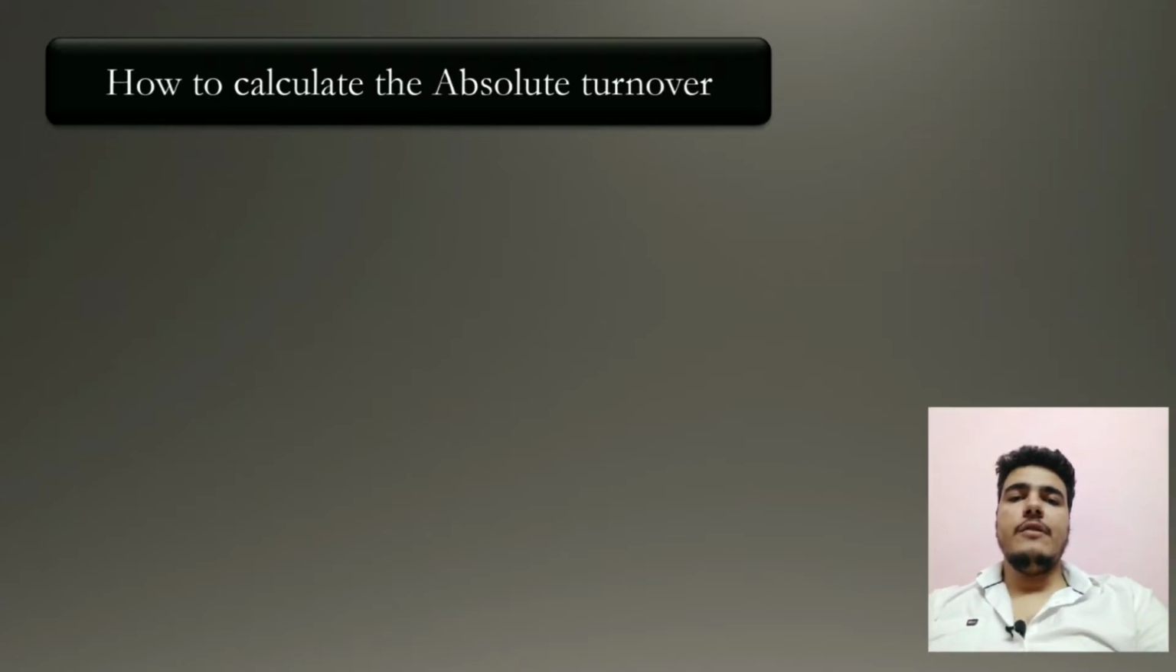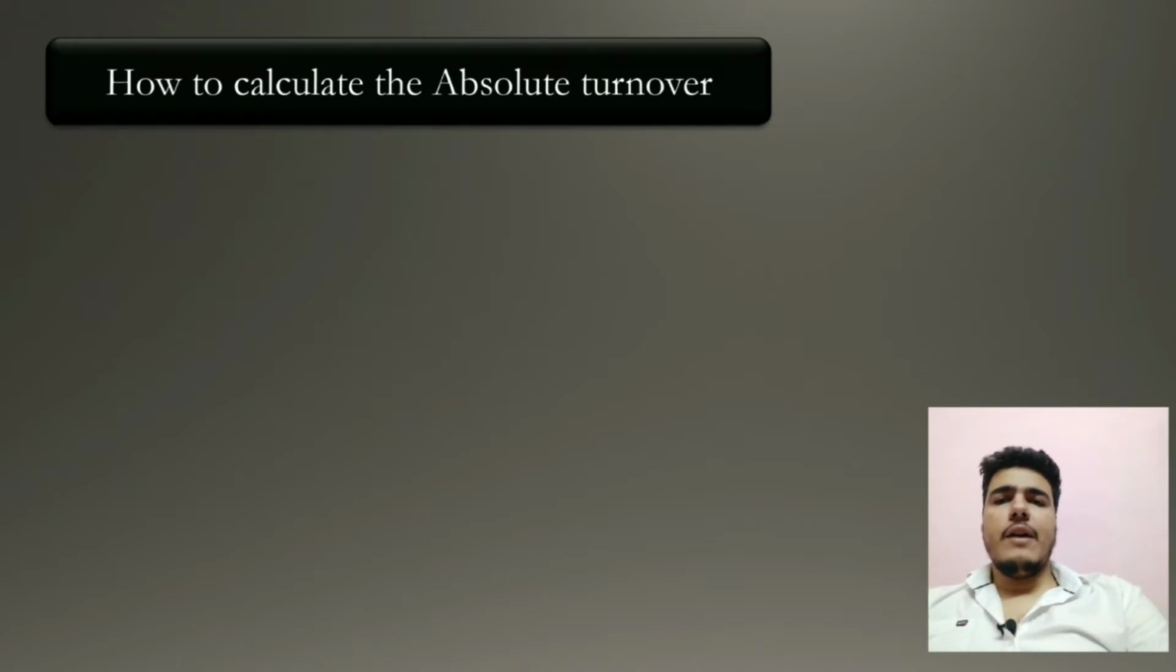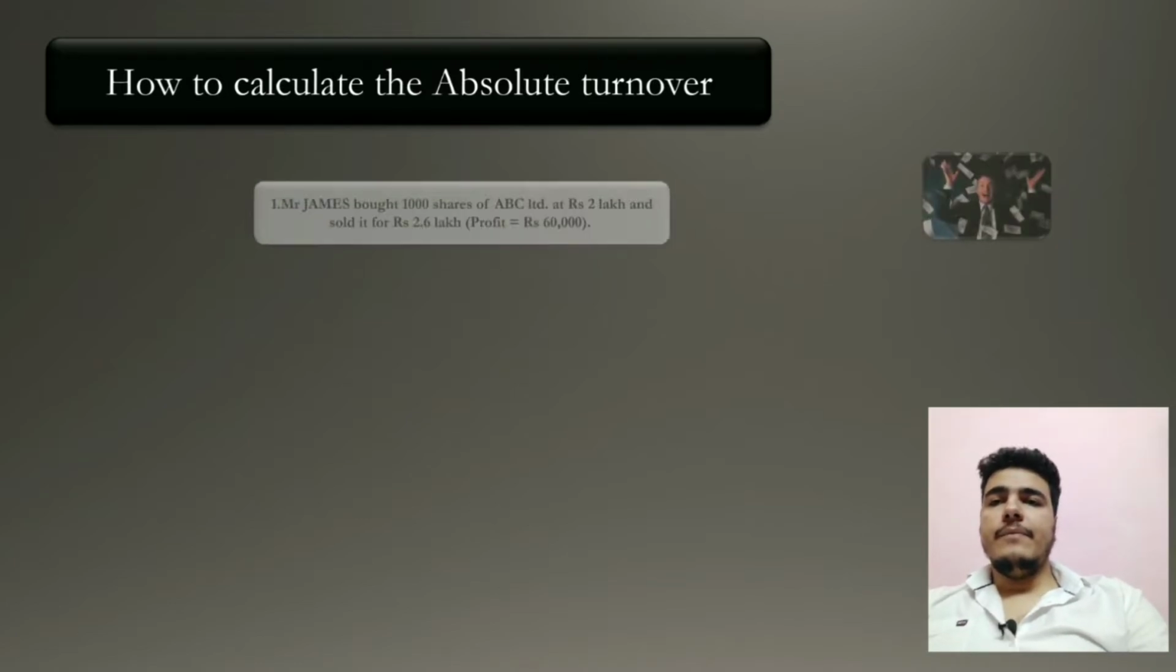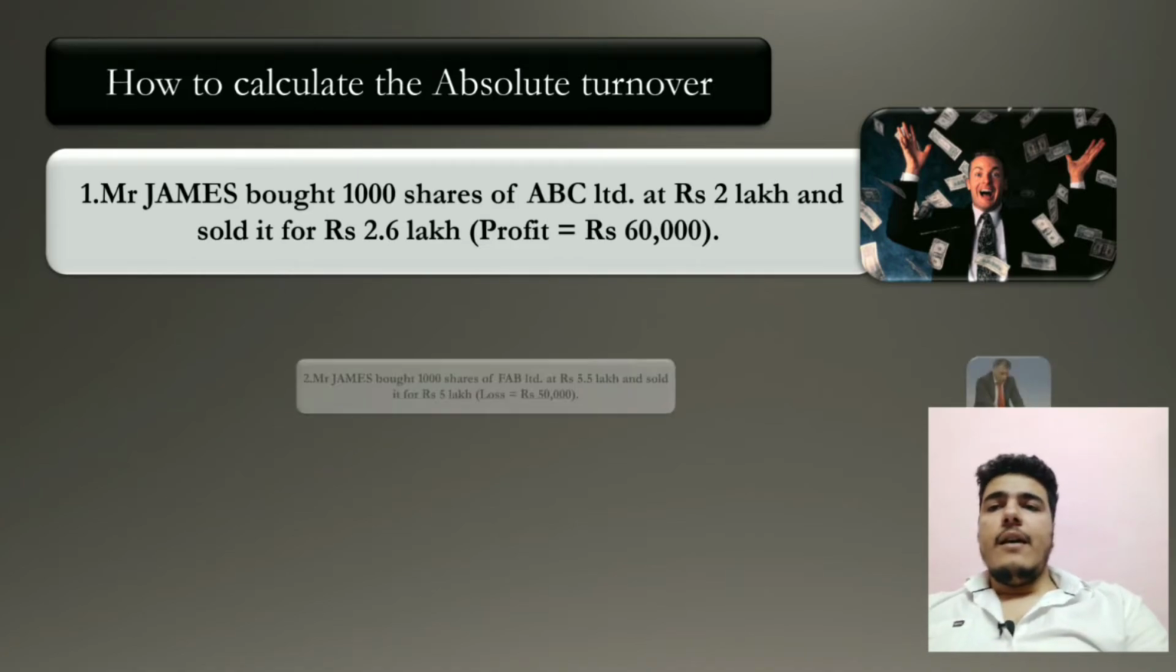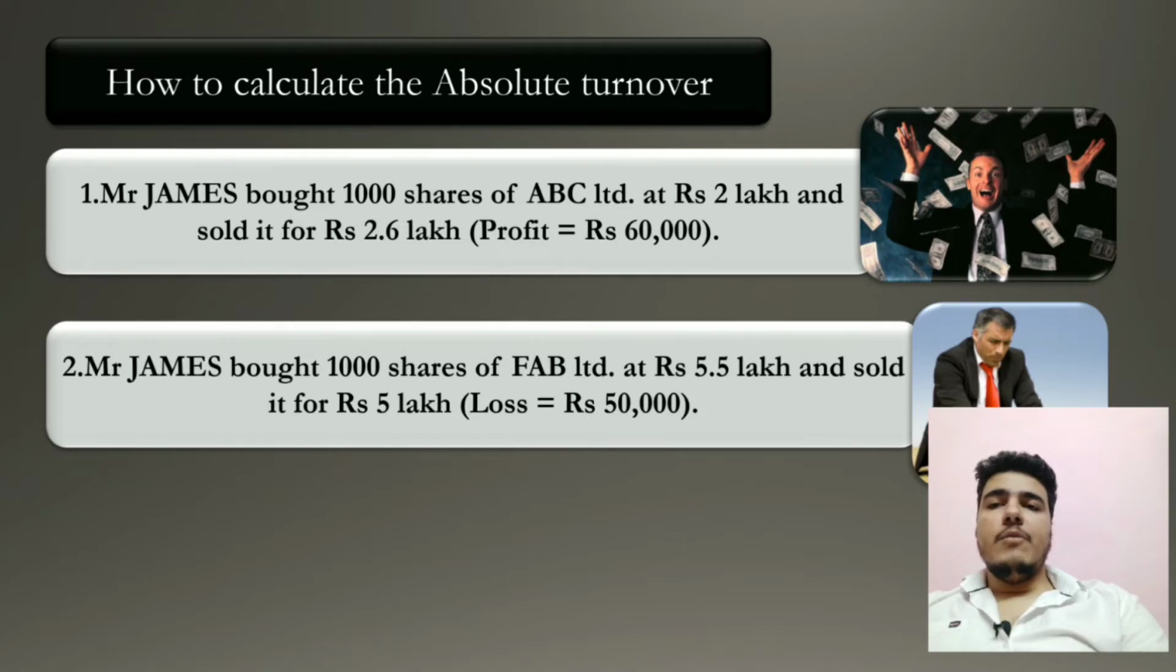Absolute, why? Because we consider losses too as a profit. Okay, we just have to add and ignore the minus sign. So this is why we say absolute turnover. So for example, Mr. James bought 1000 shares of ABC Limited at 2 lakh and sold it in a day for 2.6 lakh. Okay, so profit will be 60,000. And next day Mr. James bought 1000 shares of Fab Limited at 5.5 lakh and sold it within a day for 5 lakh. Okay, so loss will be 50,000.